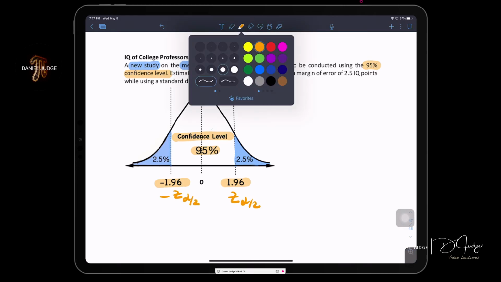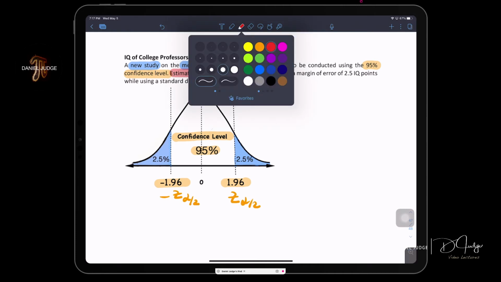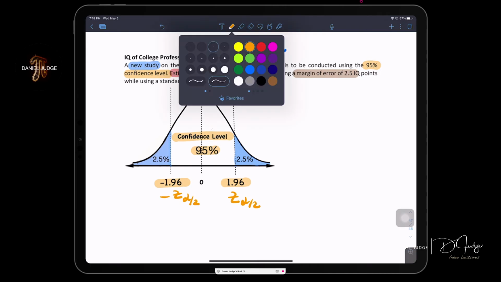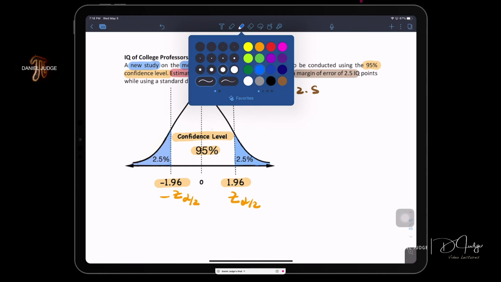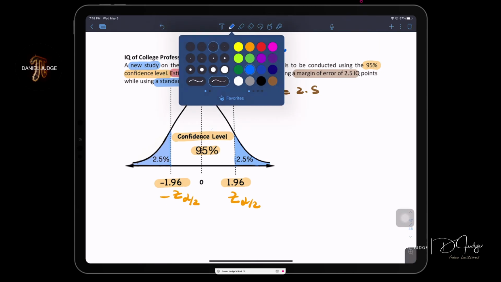Now what they say is, estimate the sample size needed to be within a margin of error of 2.5 IQ points. So E, the margin of error, has to be within 2.5. It's really plus or minus 2.5. And then they say, using a standard deviation of 15. So that's from the past.